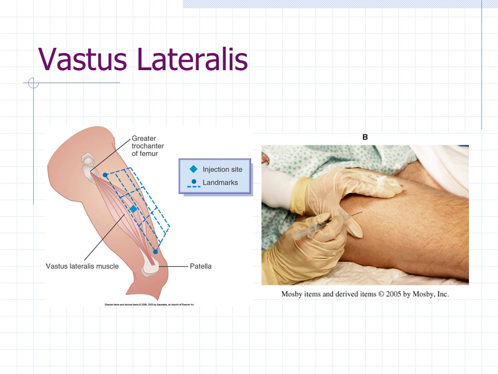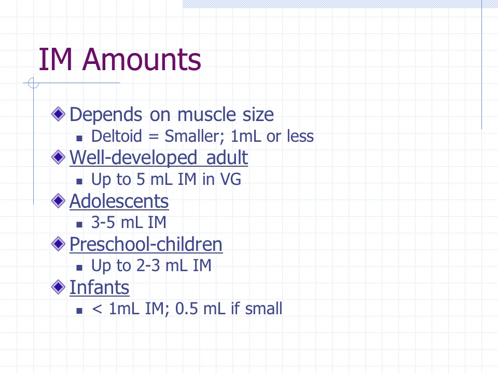The vastus lateralis will be 1 hand breadth below the greater trochanter and 1 hand breadth above the knee. How much do you give? Well, it depends on the muscle size. The deltoid is definitely smaller, so they say you can give up to 2 mLs in the deltoid, but I would say 1 ml or less the majority of the time.